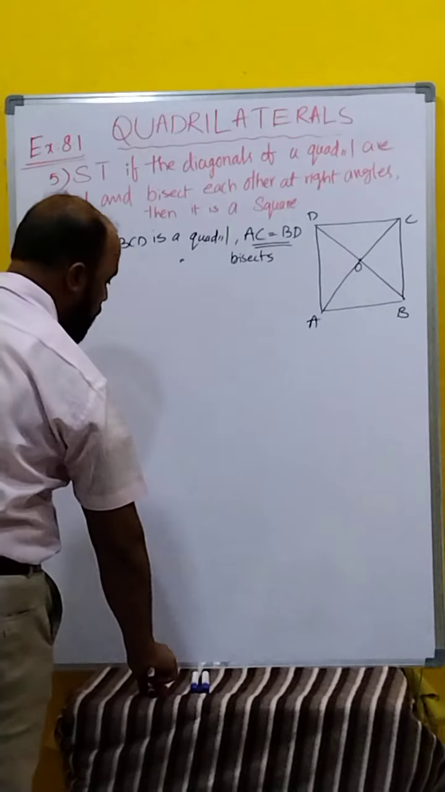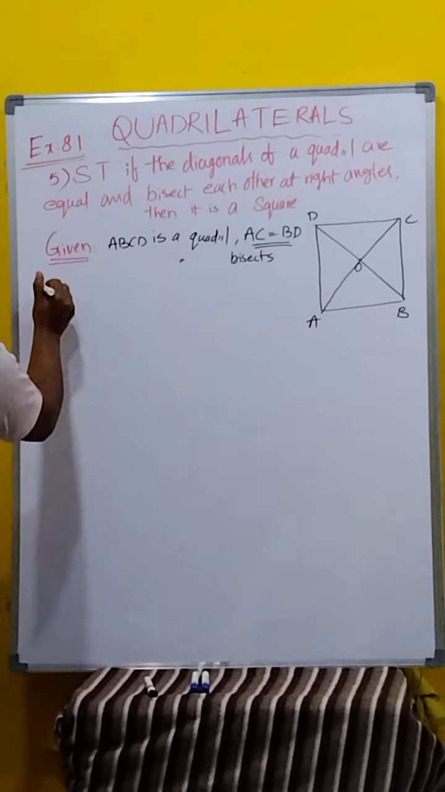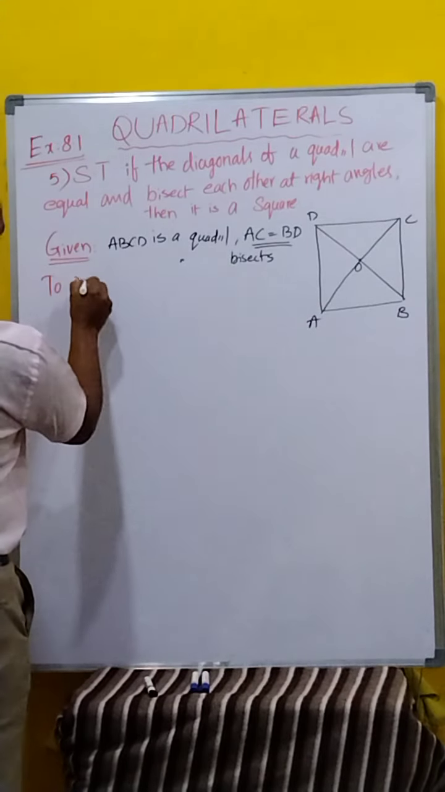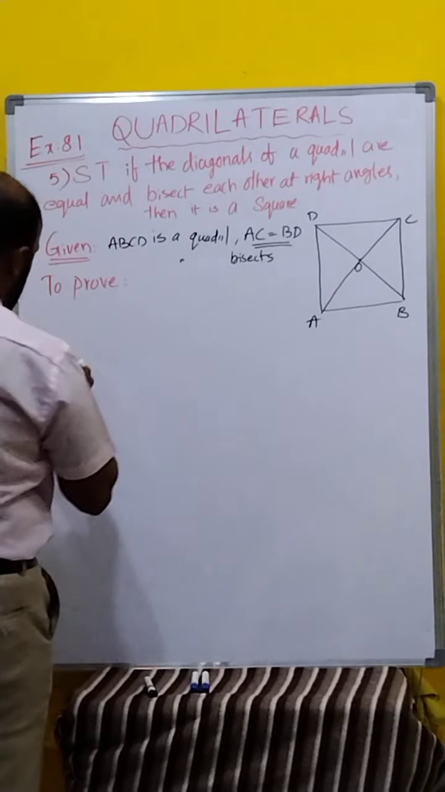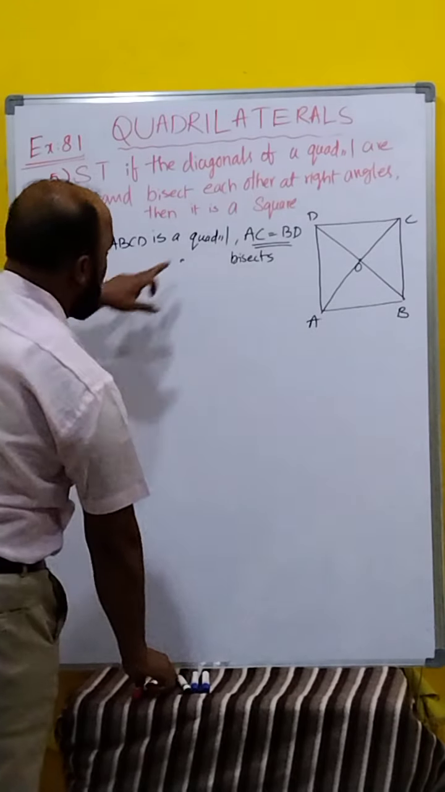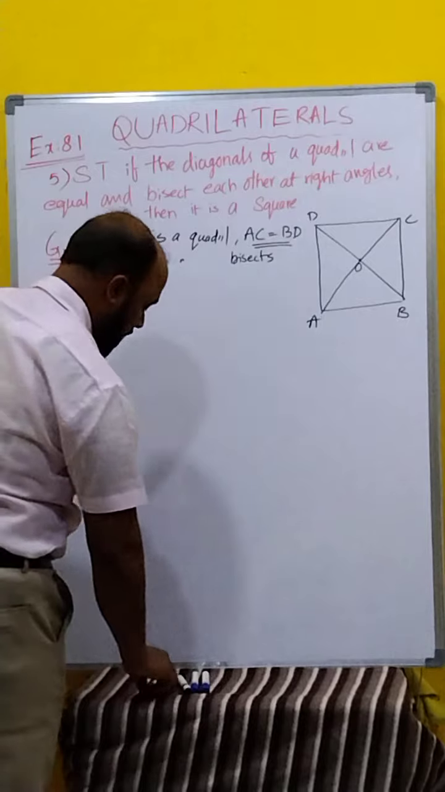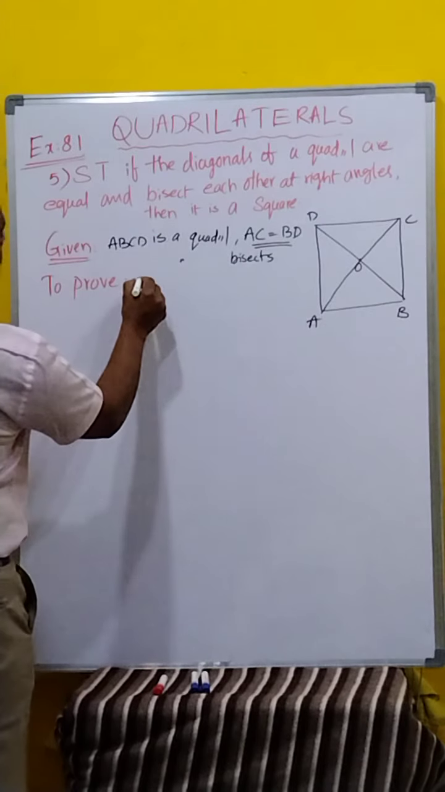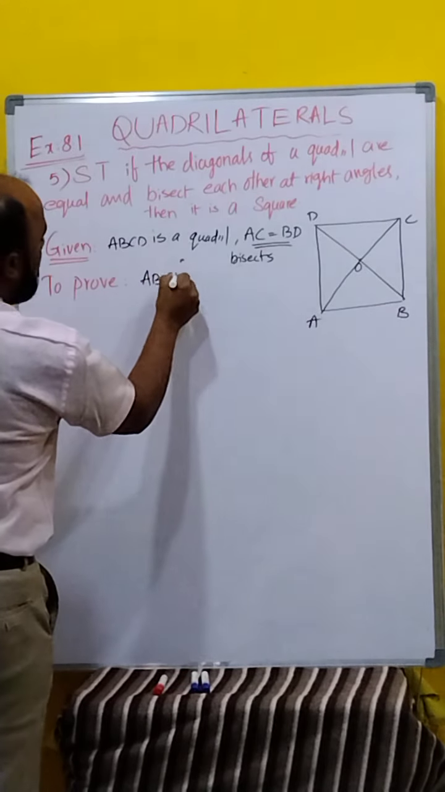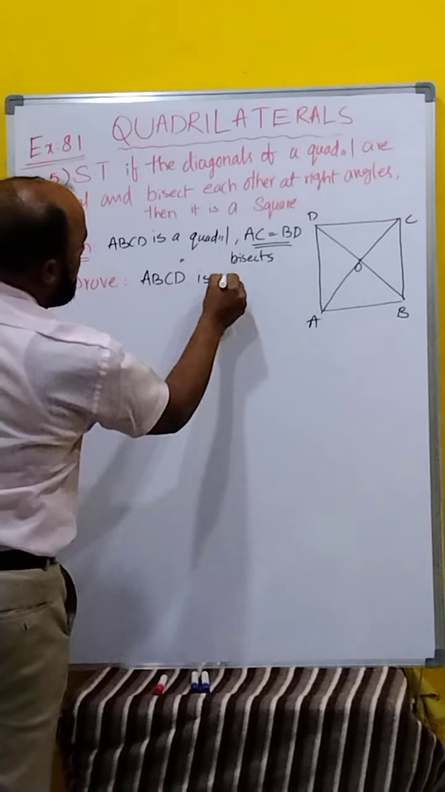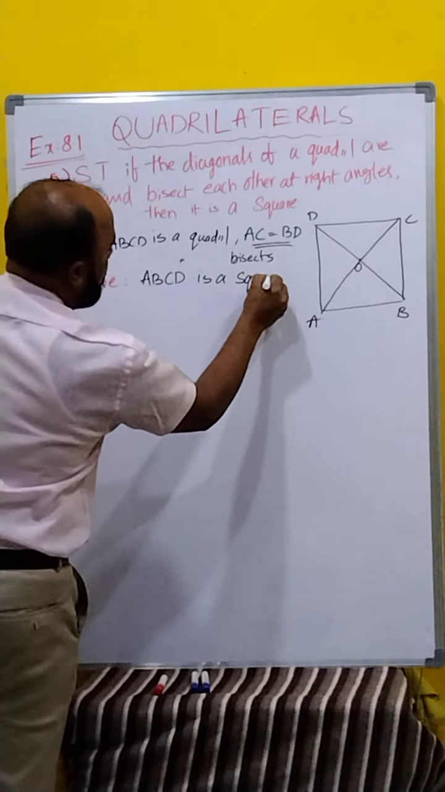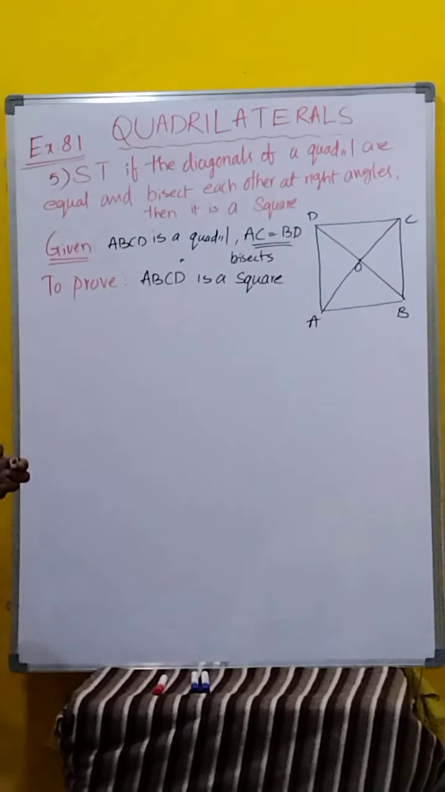After given, what we have to prove? To prove, what we have to prove here? Last one, what is given? It is a square. ABCD is a square. We have to prove ABCD is a square. Clear children? Yeah. Now, proof.